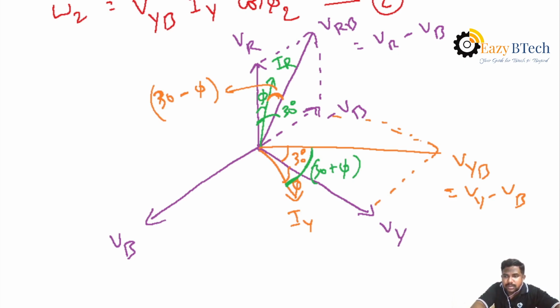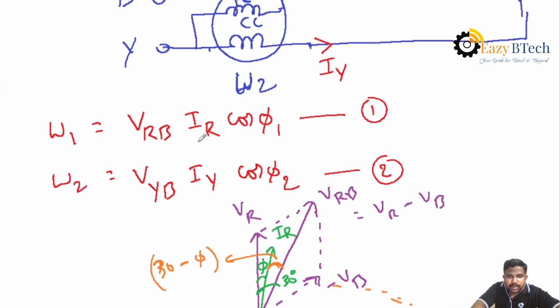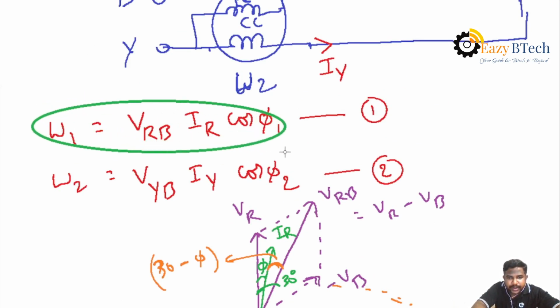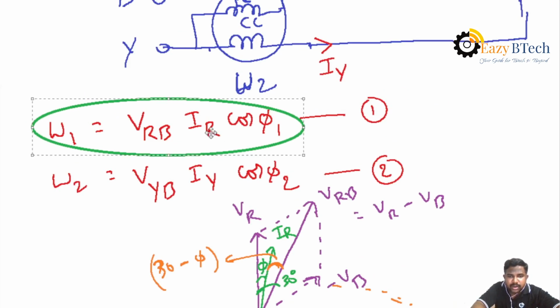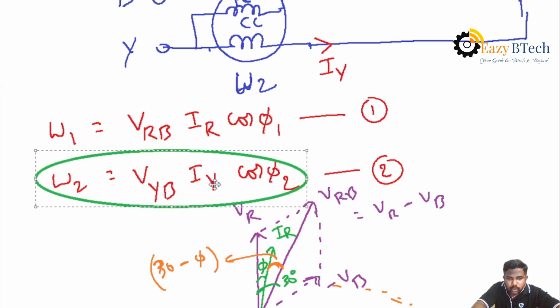Why? Because W1 reads the values of IR and VRB. That's why we require the angle between IR and VRB. Similarly, W2 reads IY and VYB.